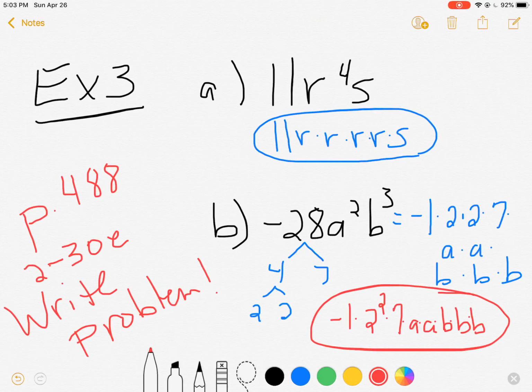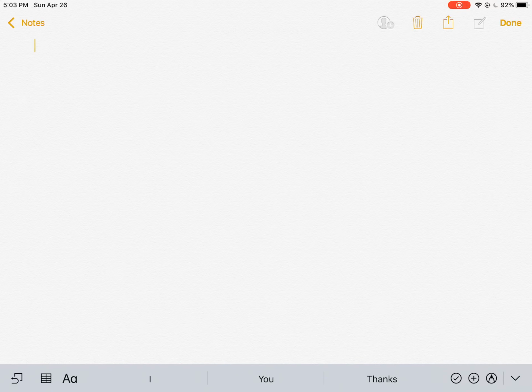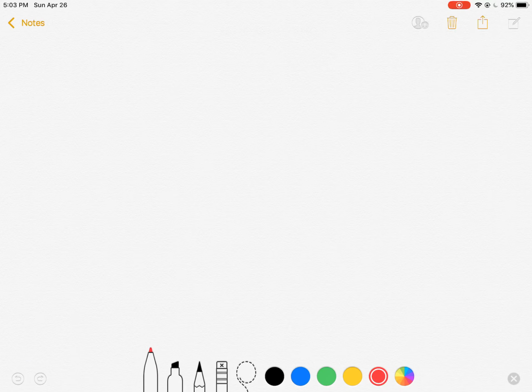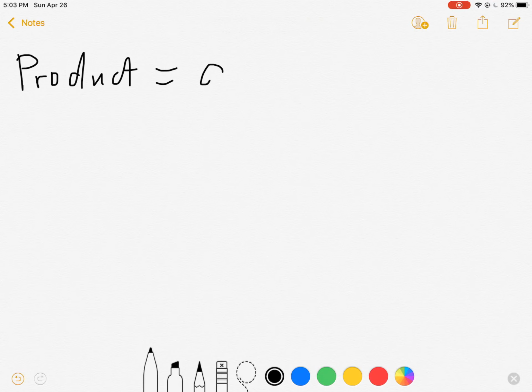Okay, let's move on to section 3. In section 3, that's going to start on page 495. And we've got some rules for exponents. So we have the product rule. And the product rule says that if you have 2 bases that are the same and they're multiplying, then you add their exponents.